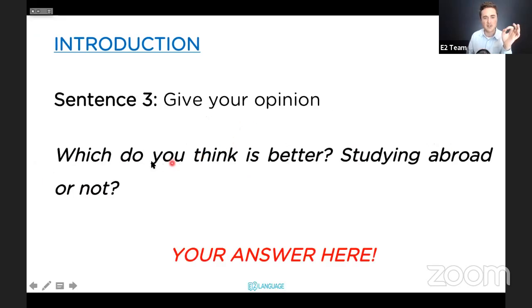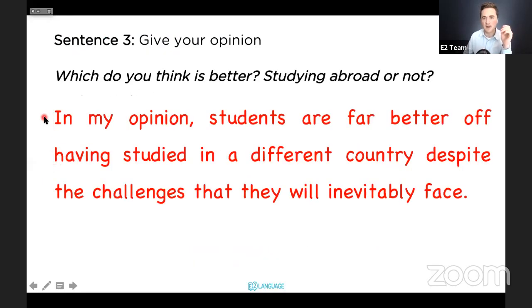So I'm going to show you mine. Which do you think is better, studying abroad or not? This is what I wrote, and I'm going to go back so you can write yours in a second. In my opinion, students are far better off having studied in a different country despite the challenges that they will inevitably face. So my opinion is that the advantages outweigh the disadvantages.